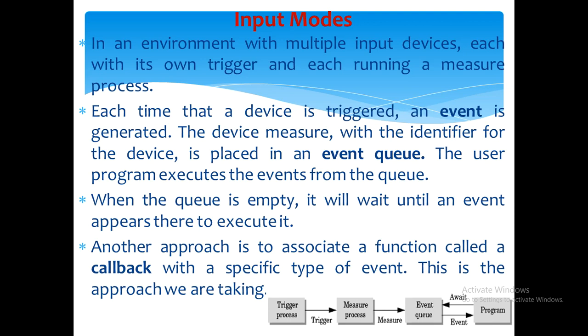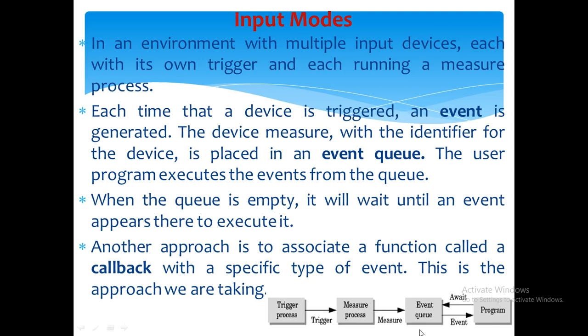Another approach is to associate a function called a callback, as I have done. In OpenGL we are using callback functions. That means associating all the functions as callback functions, making a registration in the event queue. Then whenever any event comes from that particular input device, that event will be registered in the event queue. If there is an event in the event queue, one by one our application may be processing. When that turn comes, that event will be processed, right, with a specific type of event. This is the approach we are taking in OpenGL, right?